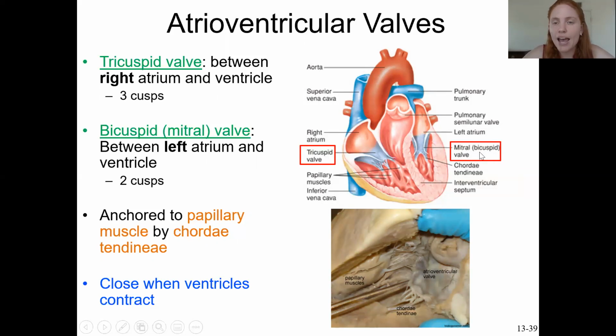Both the tricuspid and the bicuspid valves also have these little strings, your heart strings. Those are called chordae tendineae. The function of the chordae tendineae is so that when the ventricles are contracting, the blood is going to try to go back towards the right atrium, and it'll fill up those little cusps. It'll be anchored down by the chordae tendineae, and that's going to make sure that the cusps don't fly up into the right atrium. Okay, so both AV valves have chordae tendineae.